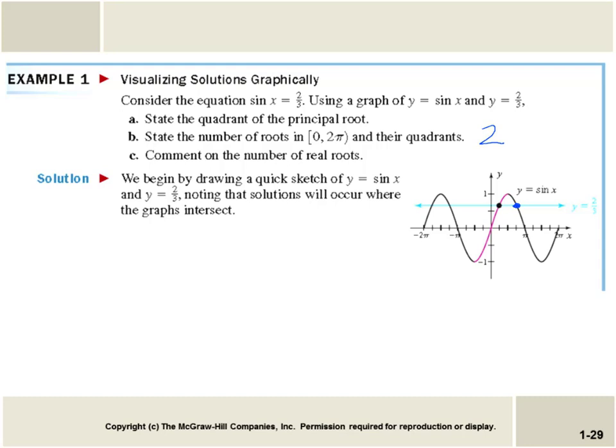We know it's in quadrant 1 and quadrant 2. That's the 2 places that the sine is positive, right? The quadrant of the principal root would be quadrant 1. That's what they mean by the principal root. We don't really talk about that much right now. We're not really worried about that.